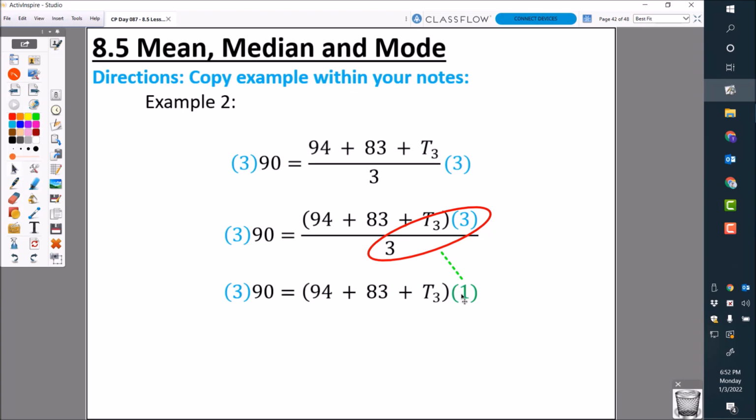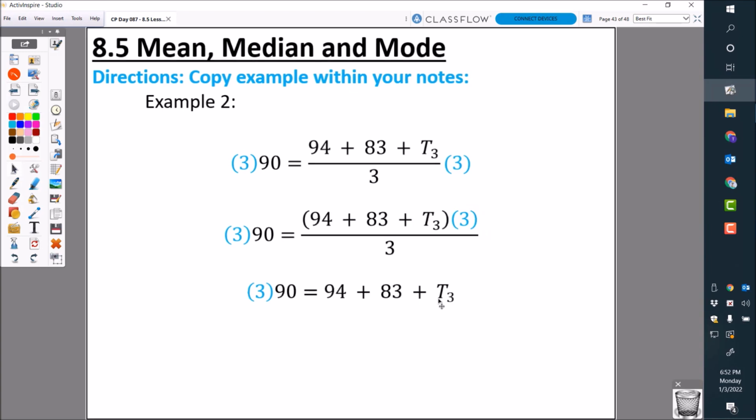So I did not say that the 3s cancel out. All I said was the 3 from the numerator divided by the 3 in the denominator will become 1. So it will divide into 1. Now, when you multiply the 1 to what's inside the parentheses, 94 plus 83 plus t sub 3, when you multiply by 1, it stays the same, and the parentheses go away. So it didn't really change.